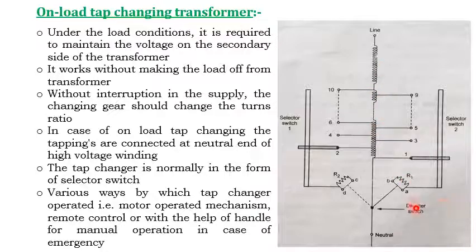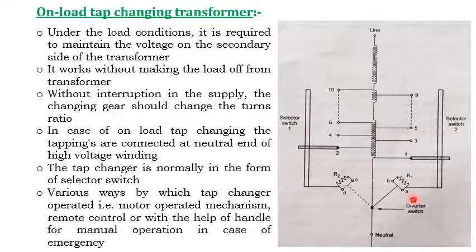Now, this diverter switch will be moved from right to left or left to right position. That is what we will discuss, the working of such a type of on load tap changing transformer. Now let us discuss the working. In this case, selector switch 2 is connected to transformer terminal 1, or transformer tapping 1.